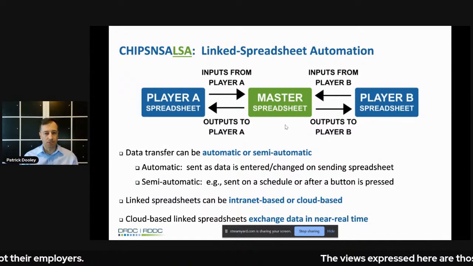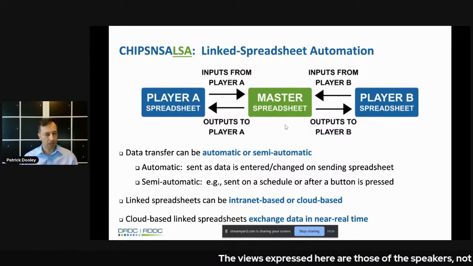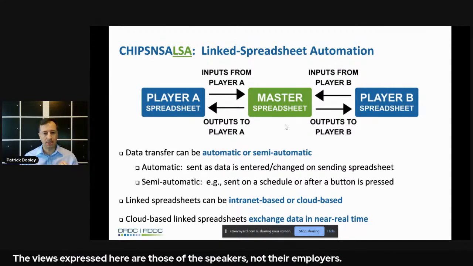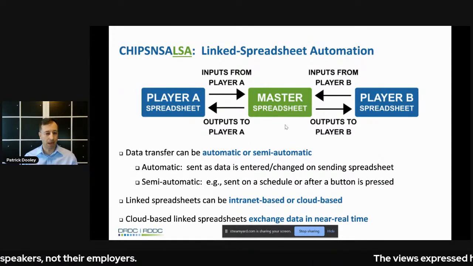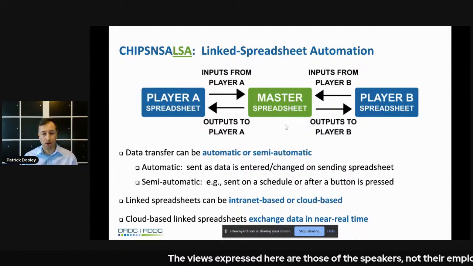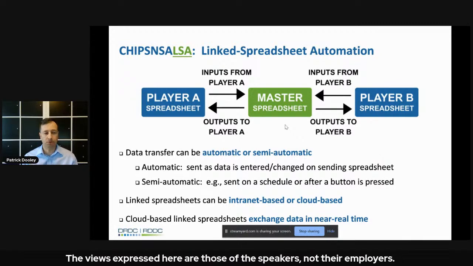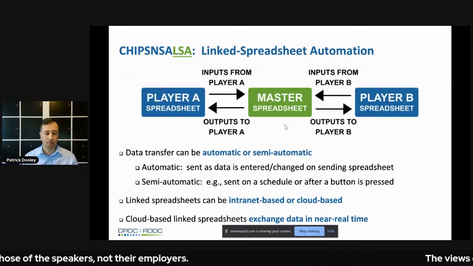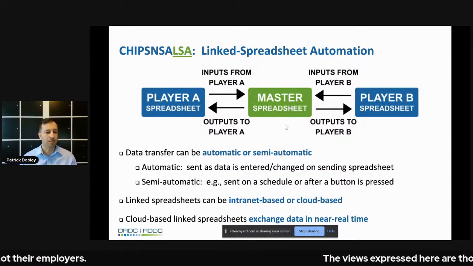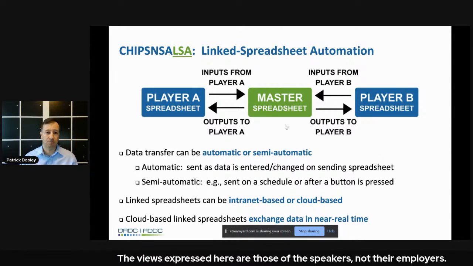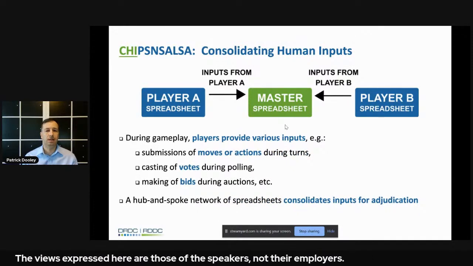And those data linkages, the flow of information back and forth between players and the control team through these linked spreadsheets, can be automatic, where the adjudication is happening as soon as data is entered or changed on the sending spreadsheet, or it can be semi-automatic, where the adjudication happens on a set schedule or after either a player or a controller pushes a button. It's whatever your game design requires. These linked spreadsheets can be run on a private LAN, on a corporate intranet, or they can be cloud-based. And if you're using cloud-based linked spreadsheets, you have the ability to exchange data in near real time. It's very fast.